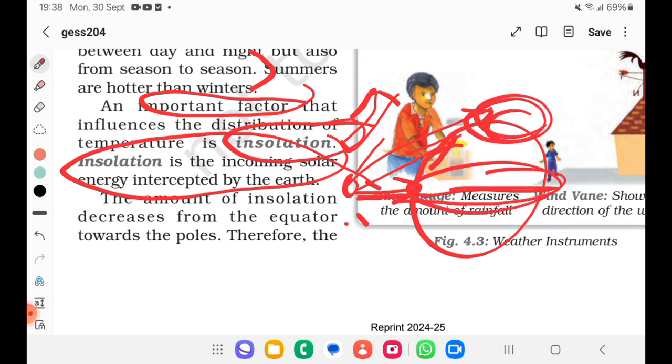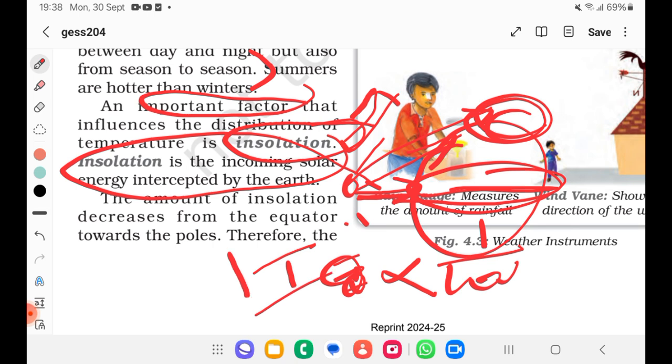So, insolation is inversely proportional to latitude, okay. Why? Because if there is more insolation, that means it's a lesser latitude, right? So there is more insolation in the lesser latitudes.